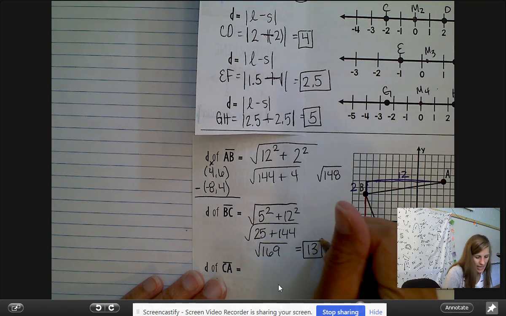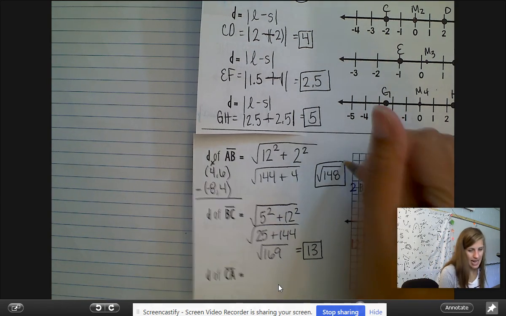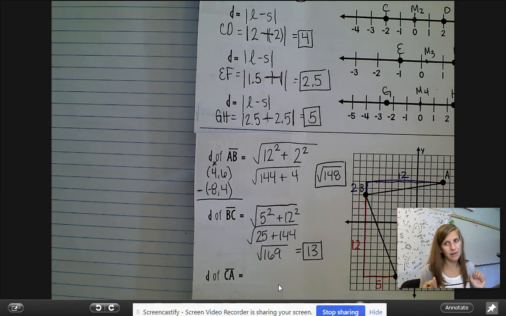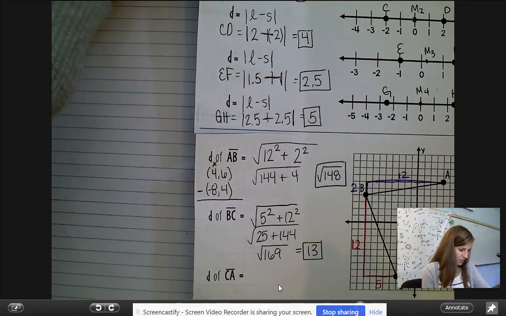So if I can do it, I do it. If I can't take the square root of it because it's going to be a nasty decimal, I leave it. There are some things you can do with it, but I don't want to talk about them now.